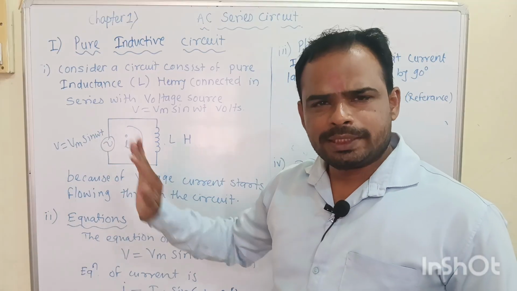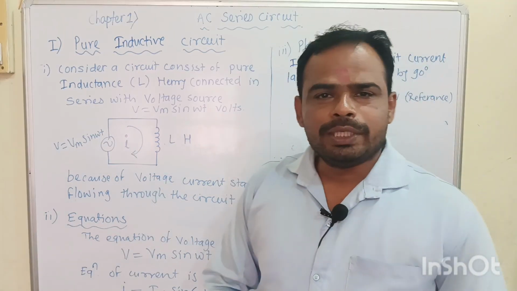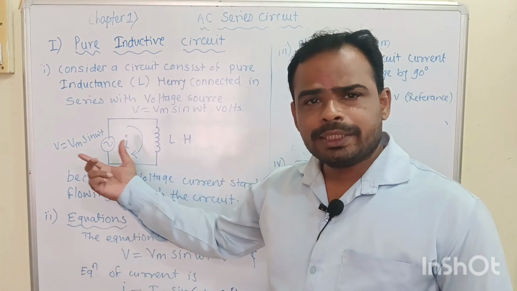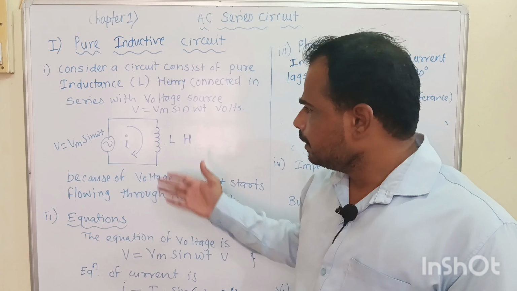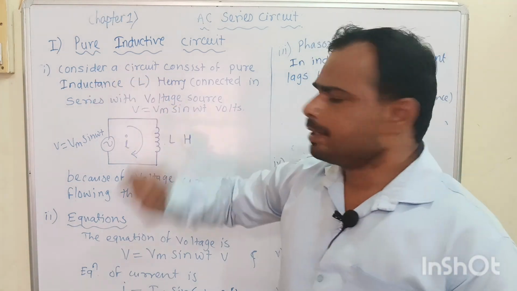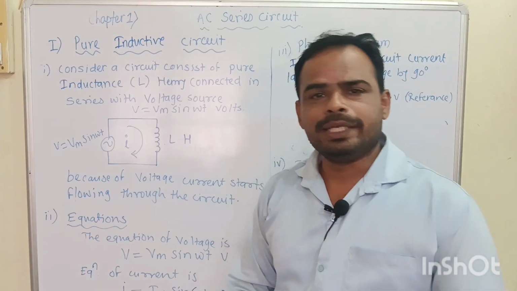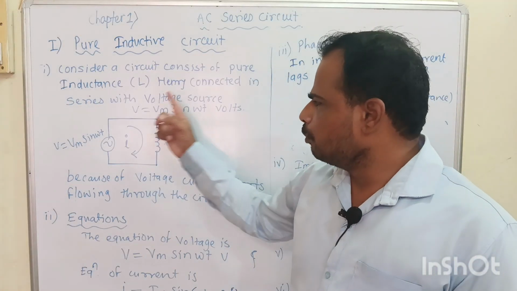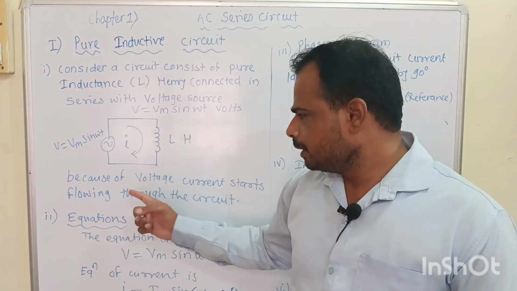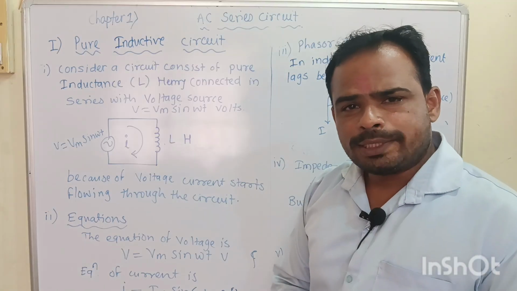The equation of voltage is same. There is no change in voltage equation. The equation of voltage is Vm sin omega t. Because of this voltage, current starts flowing through the circuit. Now the first point to write down regarding the circuit: consider a circuit consisting of pure inductor L Henry connected in series with voltage source V is equal to Vm sin omega t. Then draw a circuit diagram. Because of voltage, current starts flowing through the circuit.